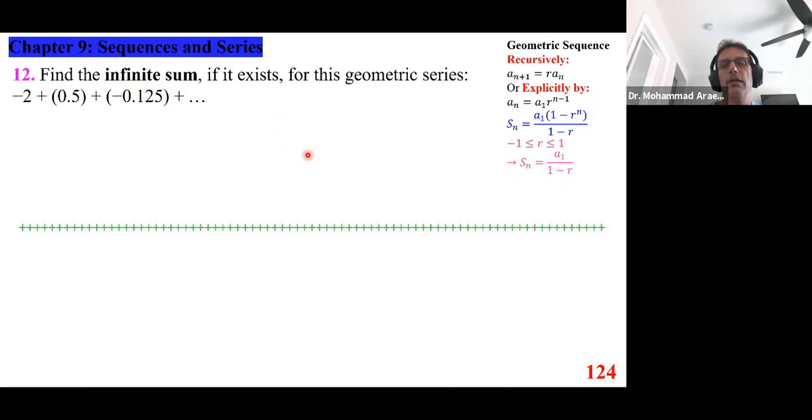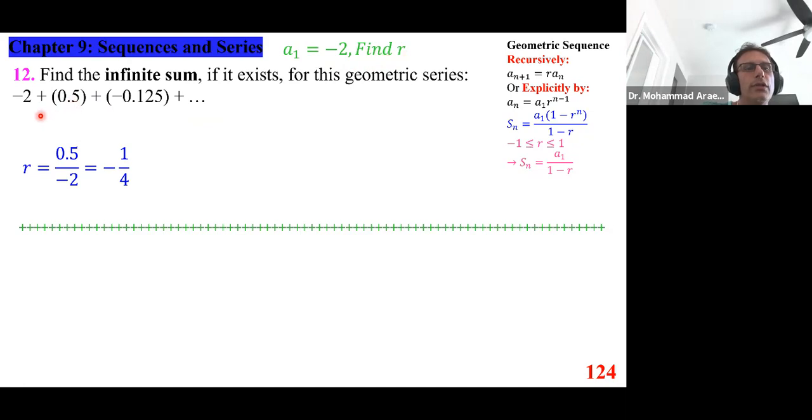Let's find the ratio. Division of the second by the first, third by the second will give us the ratio. So we know that the first term is -2. We don't know r. And to find r, we just do this division. And because they said geometric series, if you don't check it, it's okay. But just to be on the safe side, divide the third term by the second term, -1/4. This number is between -1 and 1. Therefore, we can use the easy way out and calculate s sub n as n goes to infinity.